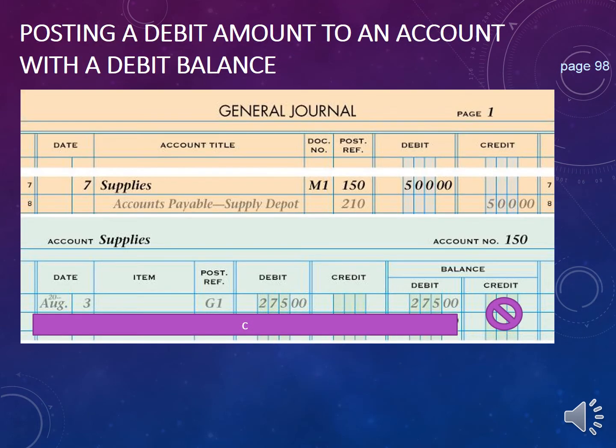Recording a debit amount to an account that has a debit balance. Looking at our general journal, we notice that we have a transaction on the 7th for supplies that needs to be debited for $500. If we look at our supplies account, notice that on August 3rd we had a debit for $275, and since that was our first entry, our debit balance was $275.